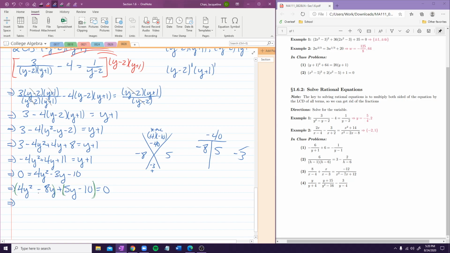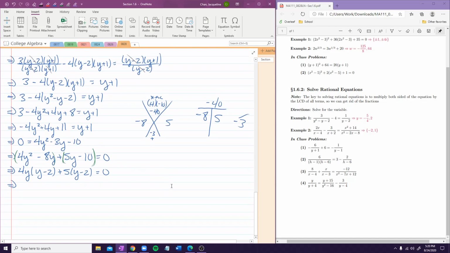Now, let's look at this, and what is the greatest common factor? It is going to be 4y, and when I factor that out, I'm left with y minus 2. In the second term, the common one is 5, and this should be y minus 2. If you're not as familiar with factor by grouping, when you do factor by grouping, there should always be a common binomial in there. In this case, our common binomial is y minus 2, so let's factor that out, and we're left with 4y plus 5 equal to 0.